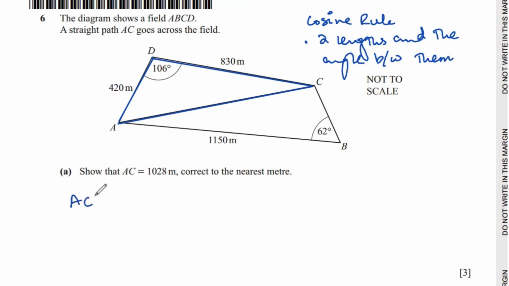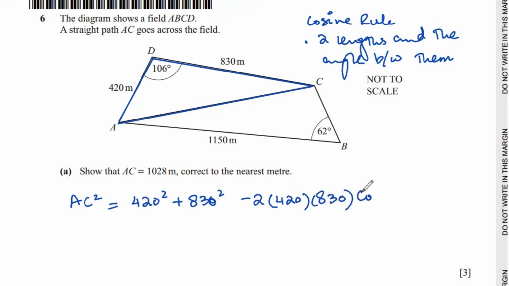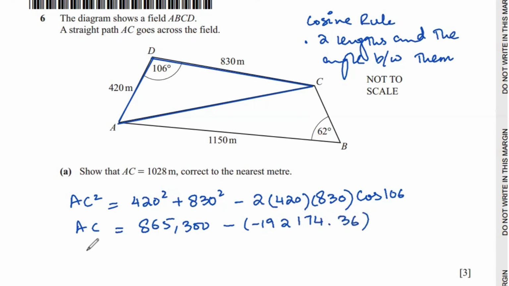So now we're doing AC squared equals 420 squared plus 830 squared minus 2 times 420 times 830 times cos of 106. So that's going to give us 865,300 for this, and negative 192,174.36.